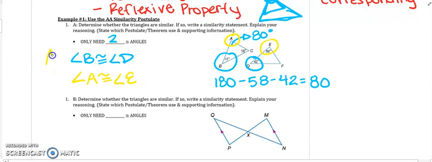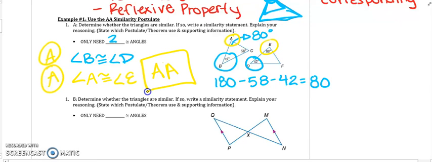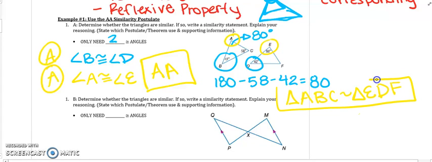I have two sets of angles that are congruent. That's enough for me to prove these similar by AA. That's my postulate answer. And then it also asks for a similarity statement. So if I say ABC, A corresponds with E, B corresponds with D, and C corresponds with F. And there's your similarity statement.